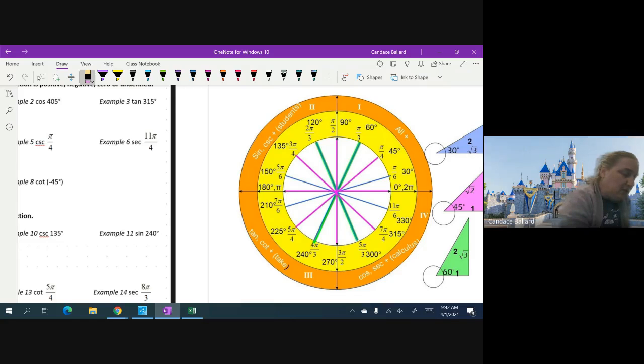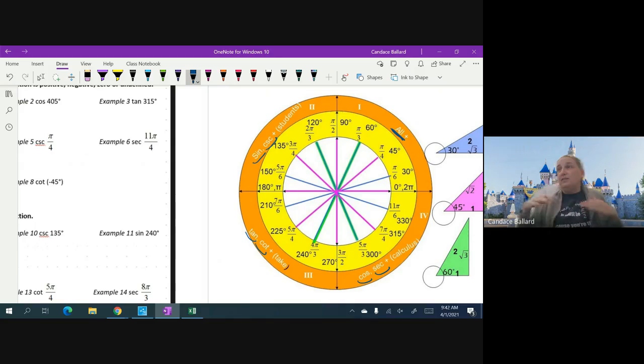What it means is that in quadrant 1, no matter what trig ratio I do, all of the values are positive. So if my triangle reference angle lands in quadrant 1, it's positive no matter what. If it lands in quadrant 2, only the sine and cosecant are positive. Everything else is negative. If it lands in quadrant 3, only tangent and cotangent are positive. Everything else is negative. If it lands in quadrant 4, cosine and secant are positive. Everything else is negative. So that's where we're at.